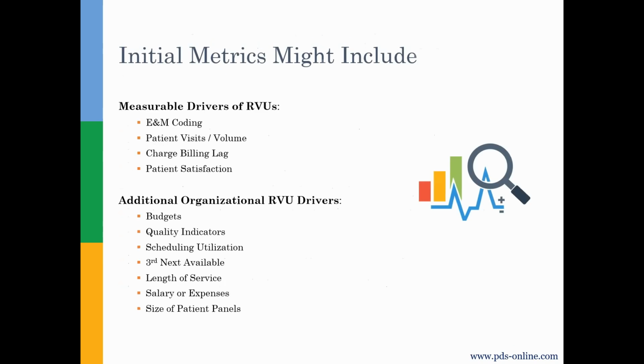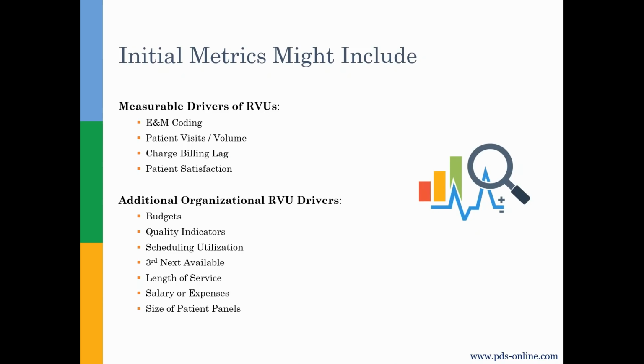As we do this, some of the things that we might want to look at in our designs: coding curves, scheduling volumes, charge billing lag, and of course making sure that patient satisfaction is being measured, because a physician who's rushing through their patients may have high volume, but their patients aren't being satisfied. We of course need to bring in, and we might want to look at, budgets, quality indicators, the access to the physician, their availability, even how long they've been in play.